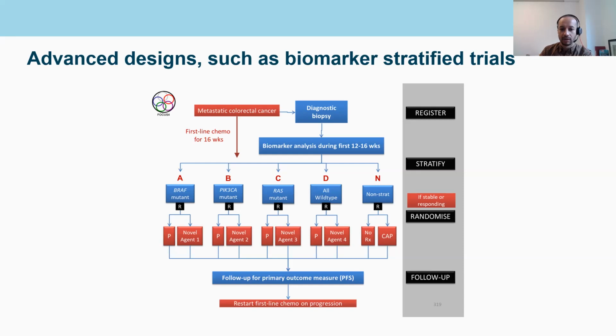Arm C, for example, is for RAS mutant. Arm A is for BRAF mutant. And depending on the arm, a different agent is investigated. As you can see, novel agent 1 is for BRAF patients, whilst novel agent 3 is for RAS patients. So this is an example of an advanced design, biomarker stratified, and this design has lots of implications on the sample size and the statistical analysis at the end. And this is one of the topics that we cover.